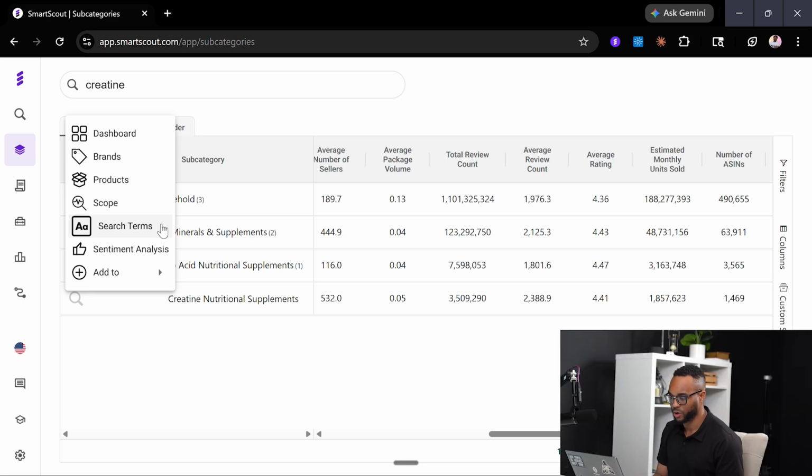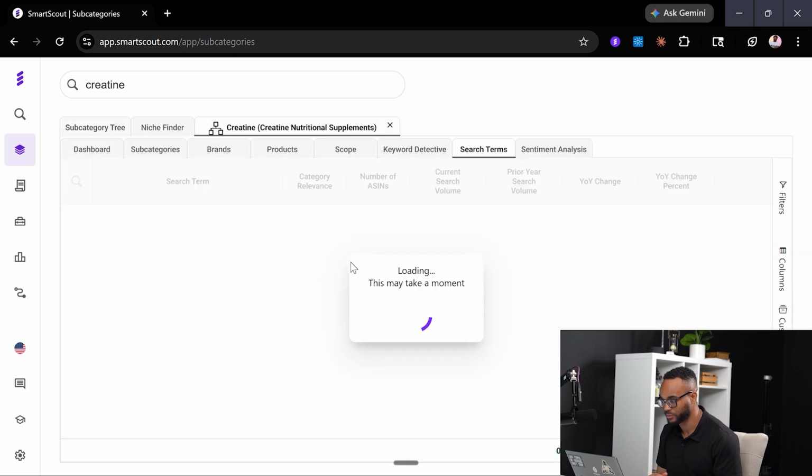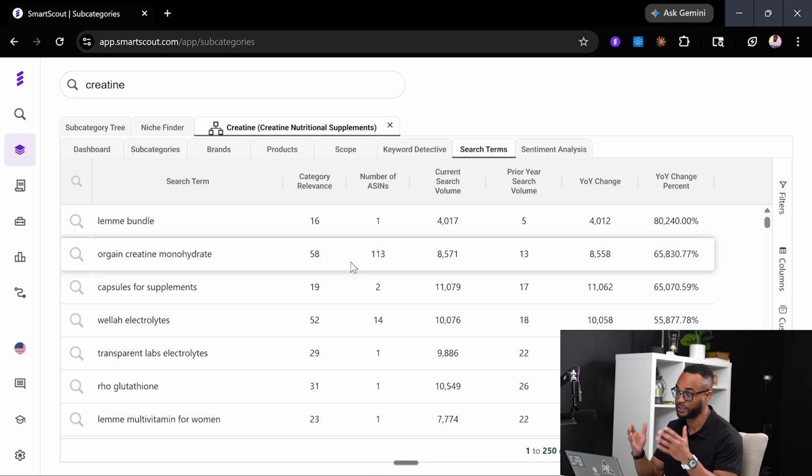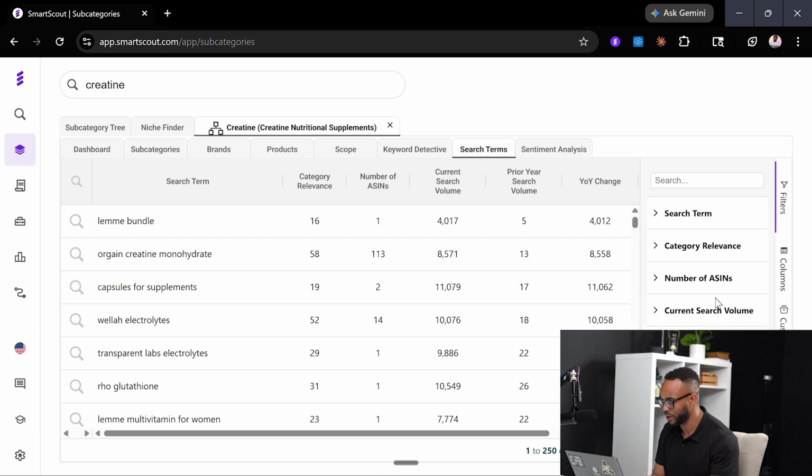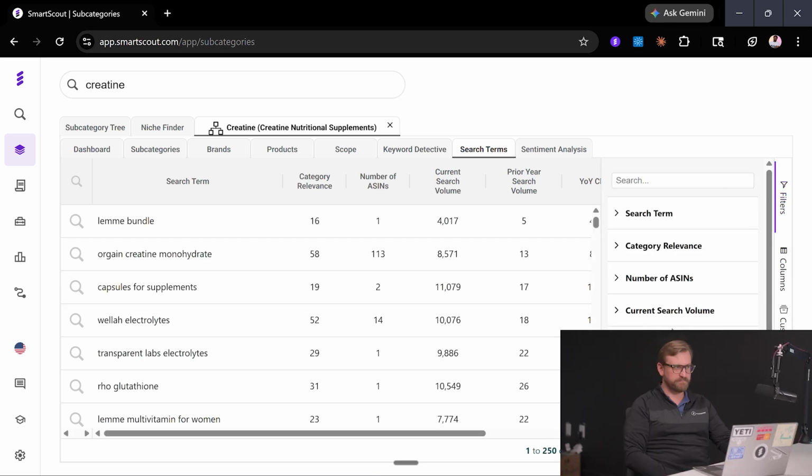I'm just going to hover over the magnifying glass next to creatine nutritional supplements, and then I'm going to click on search terms. Now we are looking at the search terms tab within the subcategory, so search terms that are related to this specific niche or browse tree on Amazon. Michael, the filter that you like to use is prior year search volume and then putting a minimum of 500, correct?